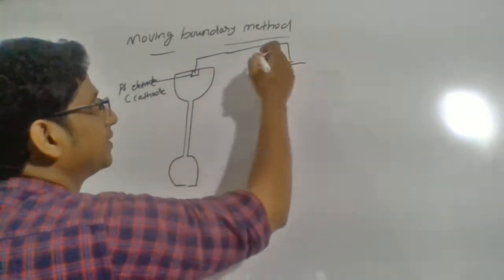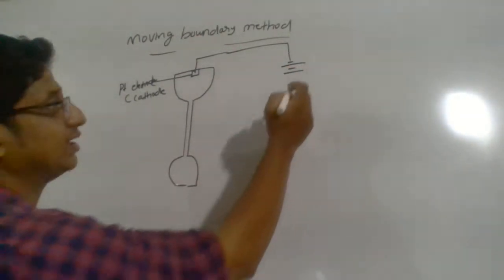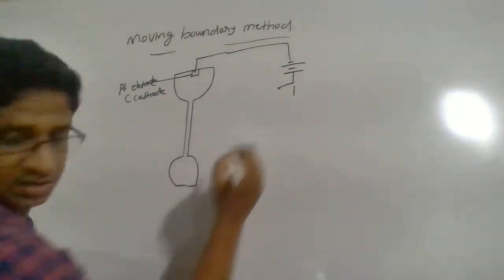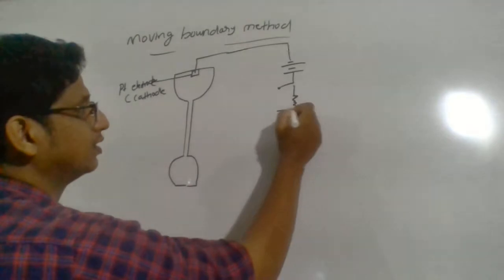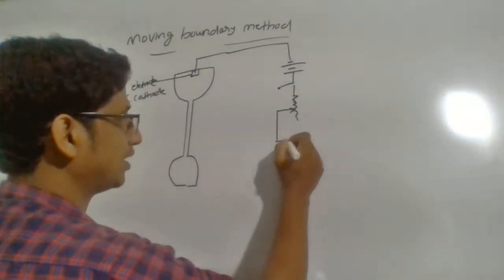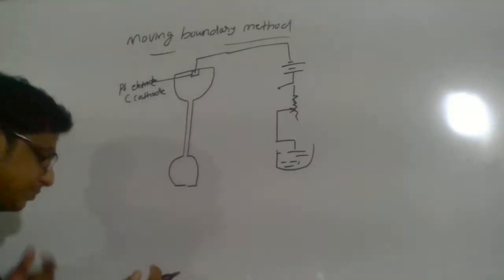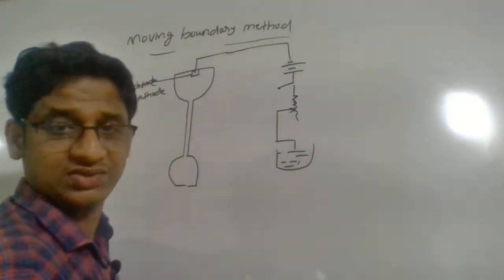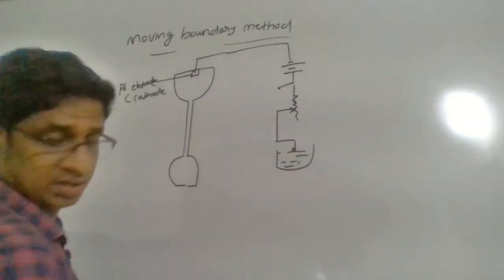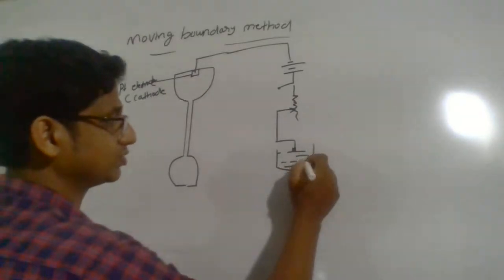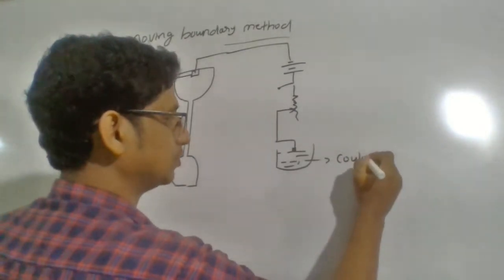If the negative terminal is connected, that electrode becomes the cathode, right? So that is the cathode. A cell is there, then you can imagine a switch, then a resistance. Then it is connected in series to a coulometer. The coulometer helps us find the total current passed through the solution, which we discussed before, right? So a coulometer is connected in series to determine the total electricity that passed through the solution.